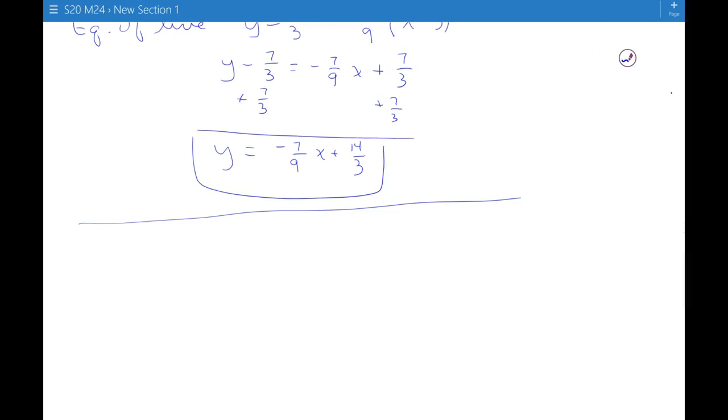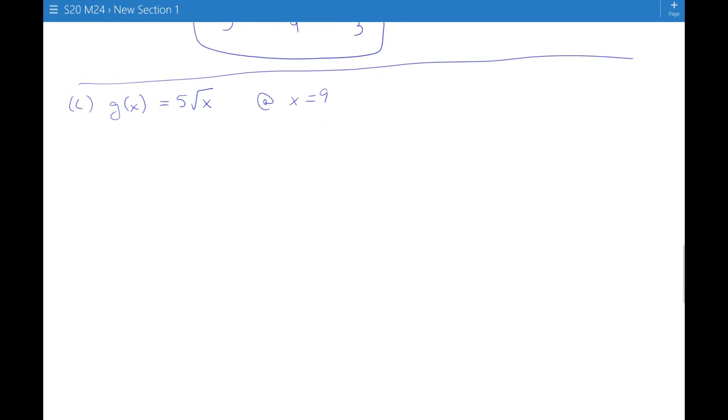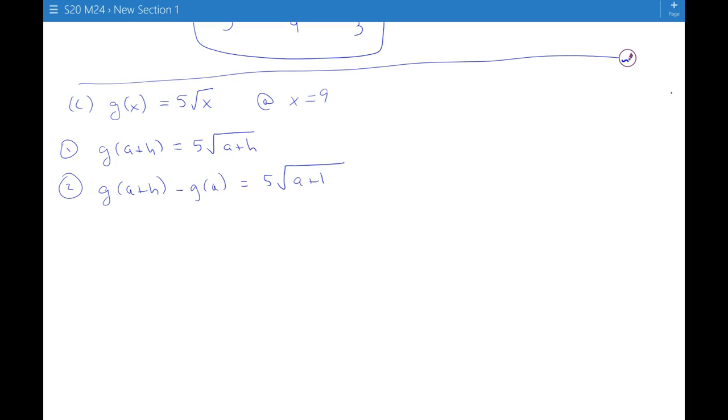Okay, so I want to do one more, and this is C, where we have the function 5 times the square root of x, and I want to know what's happening when x is 9. So we do our step by step. g of a plus h is going to be 5 times the square root of a plus h. So don't think very hard about that one step. Then we're going to do the difference, g of a plus h minus g of a. So 5 times the square root of a plus h minus 5 times the square root of a.